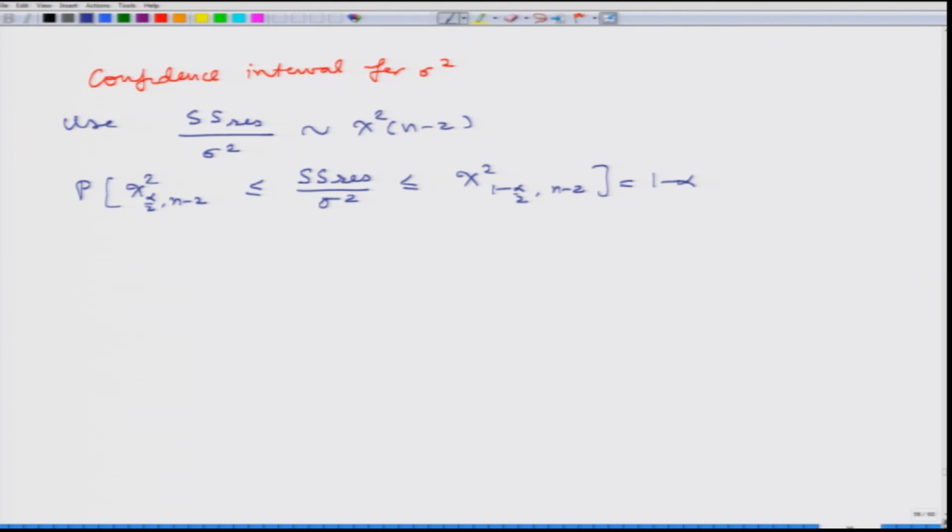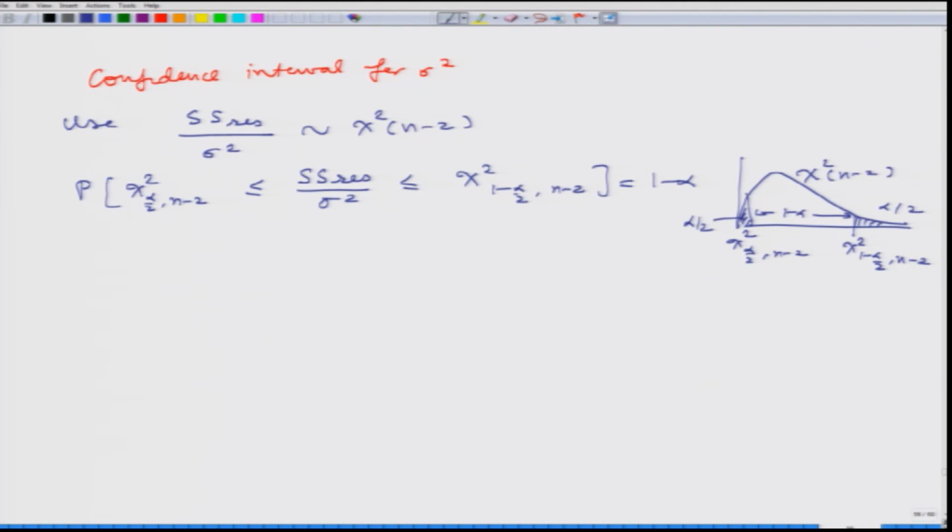You have to just keep in mind that chi-square is not a symmetric distribution like the normal distribution or the t distribution. So, that is why this distribution may look like this, and in this case we say that this is our alpha by 2 percent, and on this side this is alpha by 2 percent. So, if this is our chi-square alpha by 2 with n minus 2 degrees of freedom, then this point becomes chi-square with 1 minus alpha by 2, n minus 2 degrees of freedom, and this mid part is 1 minus alpha, and this is the probability density function of chi-square with n minus 2 degrees of freedom.